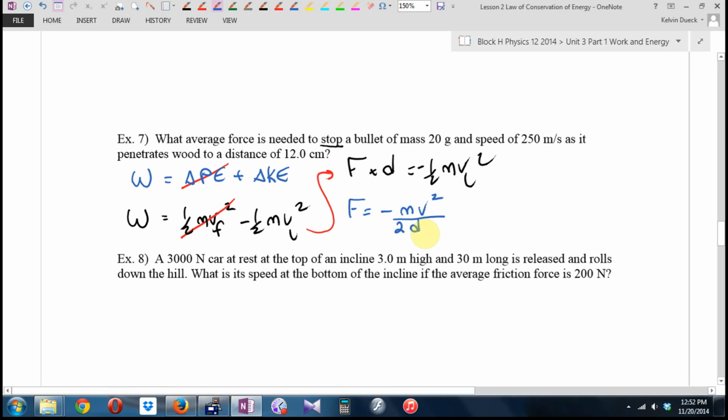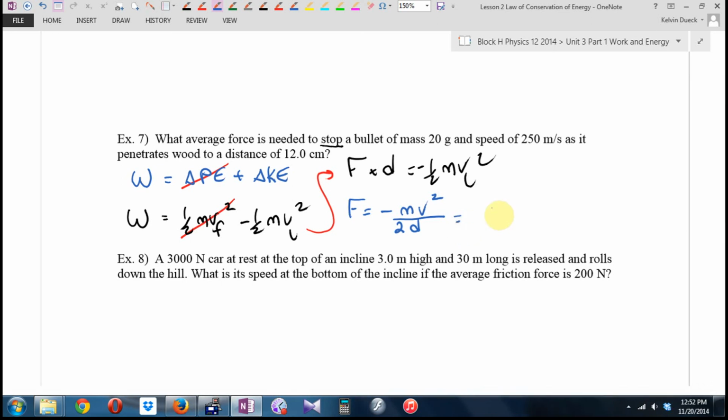Mr. Dueck, that seems a little strange. Actually, I think that does work out to kilogram meters per second squared. That does work out to newtons if you muck around with the units. It works. What's the negative telling me? The force is in what direction compared to the motion? The opposite. That's all it's telling me. Which makes sense. If you're stopping a bullet, you're pushing against where it came from.